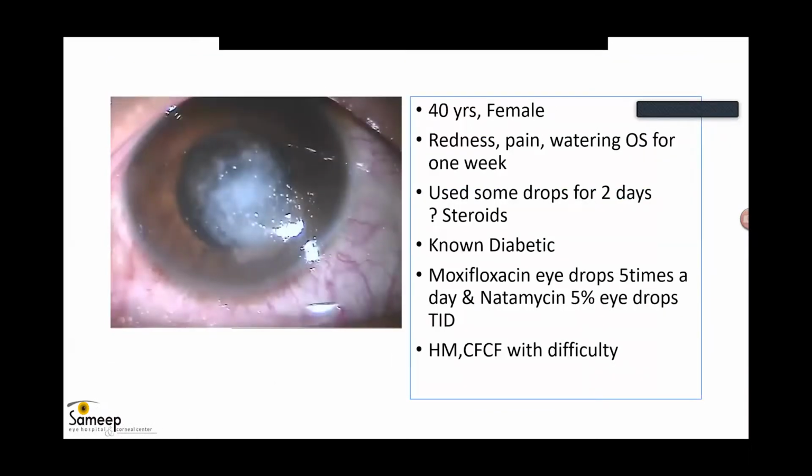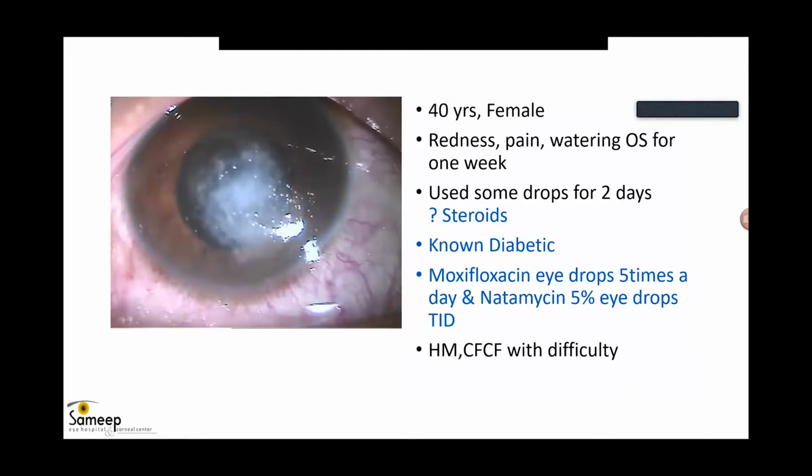This is another example. A 40-year-old female presented with redness, pain, and watering in the left eye for 1 week. She used some drops for 2 days, probably steroids. She was a known diabetic, was on moxifloxacin eye drops 5 times a day, natamycin 5% eye drops 3 times a day, and her vision was hand movement and counting fingers close to face.